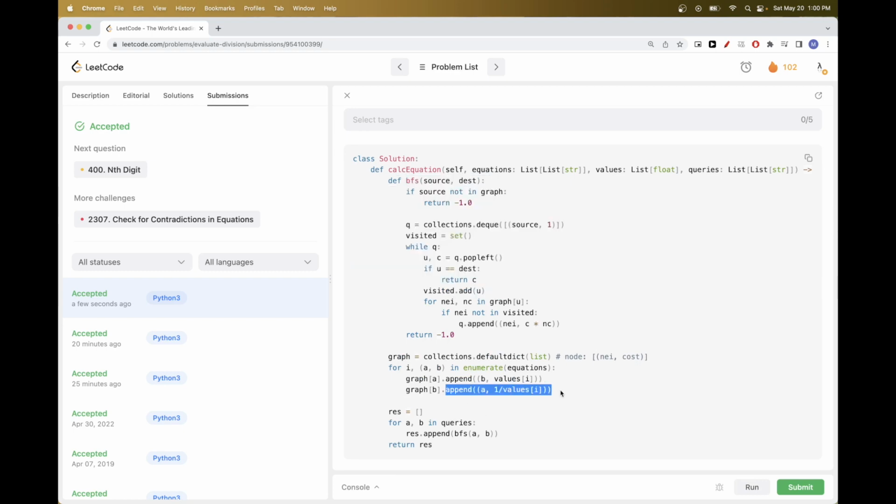The main insight is knowing that you can represent it with a graph, right? And the cost, you can just multiply them. And then the second insight is that you can divide by 1 to get the reverse edge. Yeah, that's pretty much it.